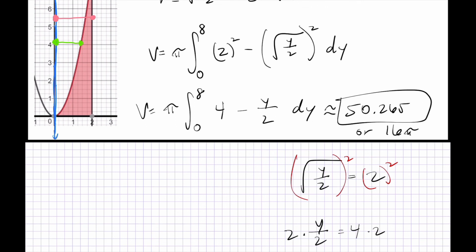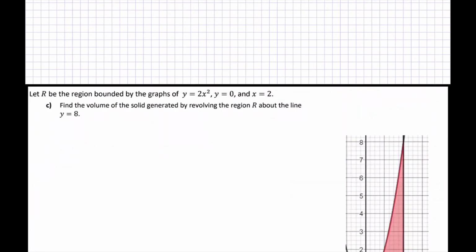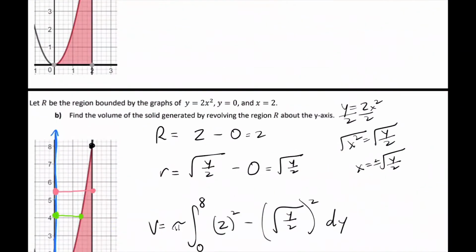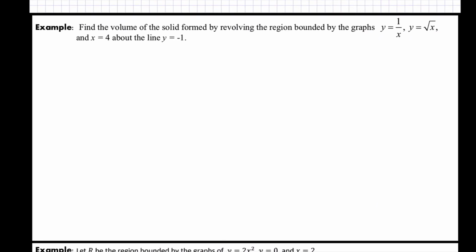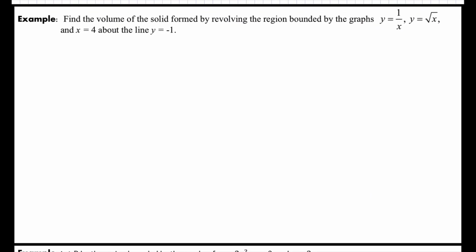All right. So what I want you to do now is try this problem that we skipped earlier. I want you to do this one completely 100% on your own. I'll give you 10 minutes or so to do that, and then we'll go over it.